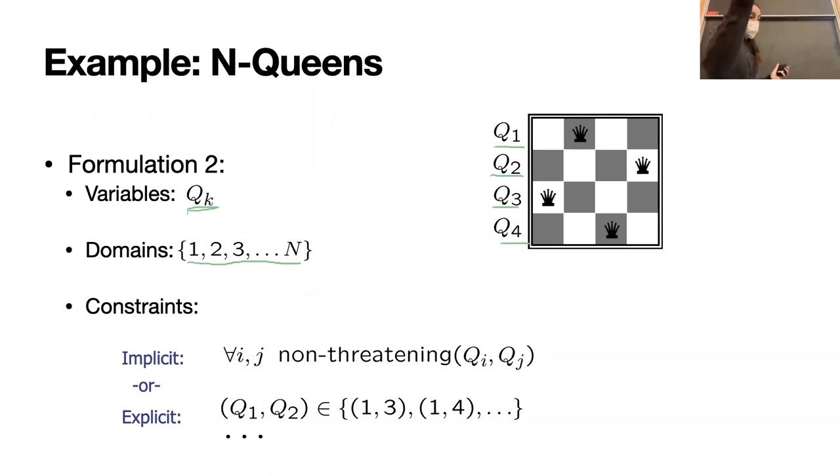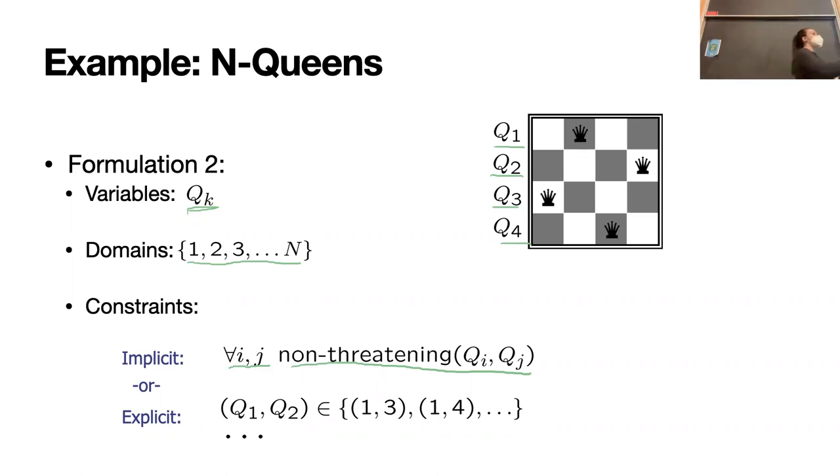okay? So if I was telling my mom what I was working on, I might say, hey, this is the expression I'm using for n queens. I don't even know if we would get to the domain, but we may say that our constraint is that for every I and J, we have non-threatening queens, QI and QJ, okay? I mean, same thing, right? There are benefits to this.